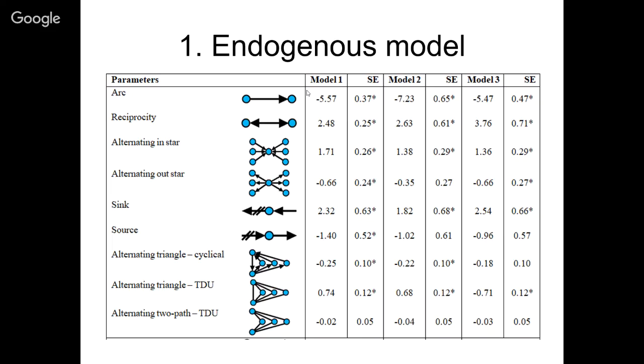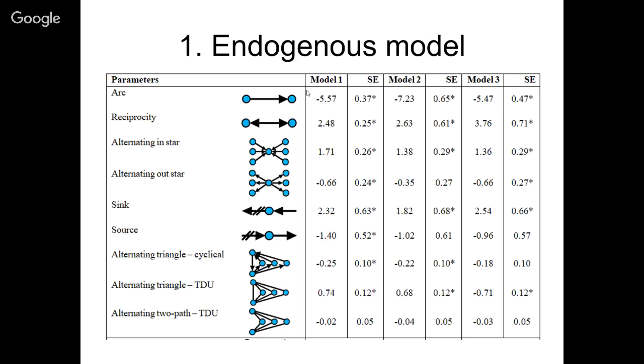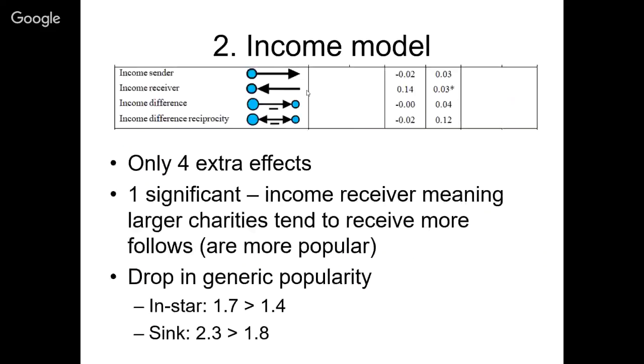And then we have some triangle effects and two paths, which are to do with clustering. They're not very important in this network, so I won't talk about them. When we add income to this and look at the income model, this is the second column, model 2, and it has these extra effects for income. The only significant one is receiver, and that says that charities which have more income, richer or larger charities, tend to receive more follows. That makes sense. We've seen that effect throughout this research. Larger charities are more popular on social media. Not a particularly interesting finding, but it is here now in a robust modeling framework.